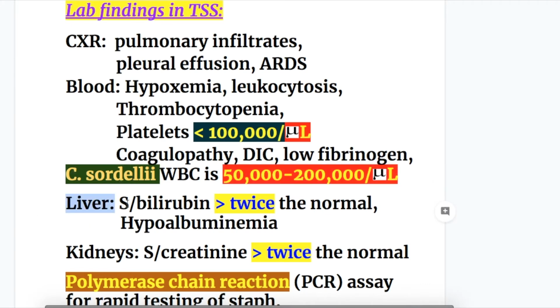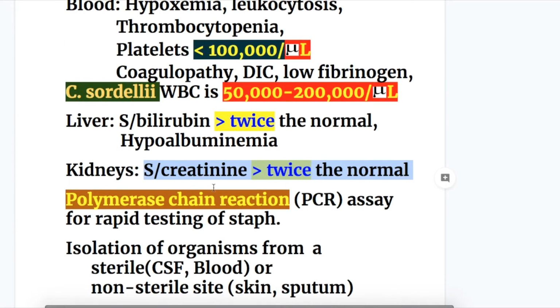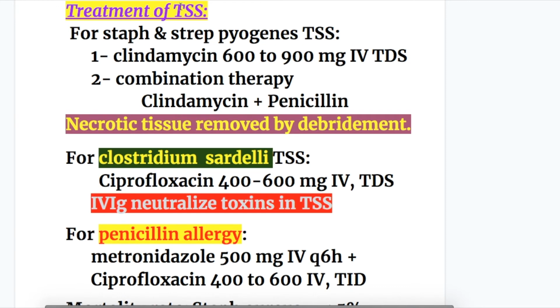The features of liver: serum bilirubin more than twice the normal with hypoalbuminemia, and in the kidney, serum creatinine is more than twice the normal. So serum bilirubin and serum creatinine more than twice the normal in toxic shock syndrome. And polymerase chain reaction (PCR) assay for rapid testing of staphylococci. Isolation of organisms from sterile site, that is CSF and blood, or from the non-sterile site, that is skin and sputum. Treatment of toxic shock syndrome.